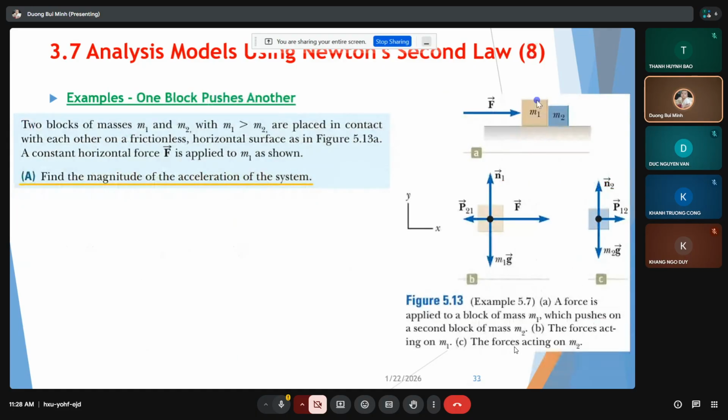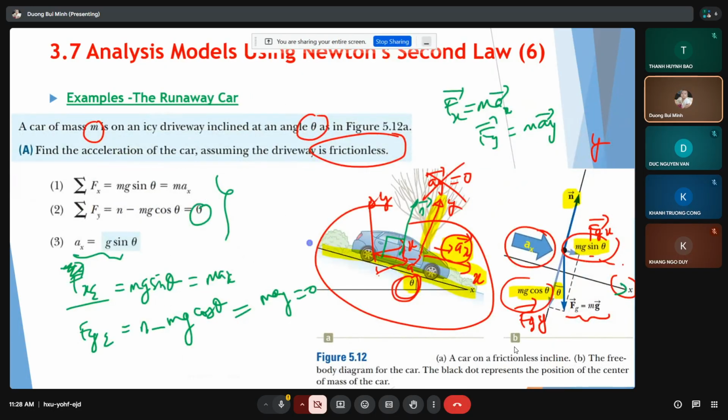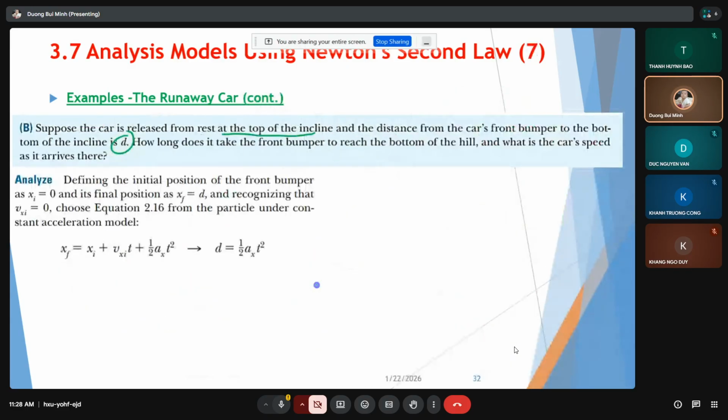So we have the formulas. Anyway, we can see here at the top, and we need to calculate the distance. How long does it take the front bumper to reach the bottom of the hill? Over here, theta, the car here. And what is the car speed when it arrives there?